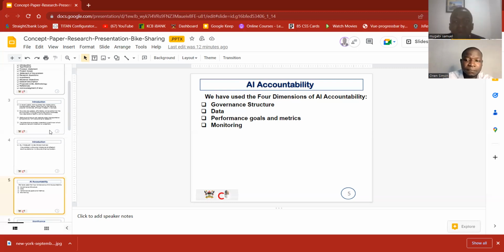Performance and goals: we're going to use F1 score, recall, and so on and so forth. Then for the monitoring, we are going to closely monitor the machine learning model so that it does not develop biases or come up with functions that cause ethical biases that are not good for society.